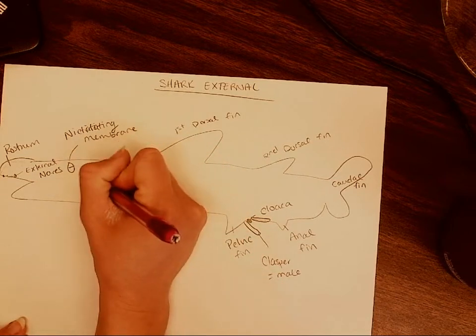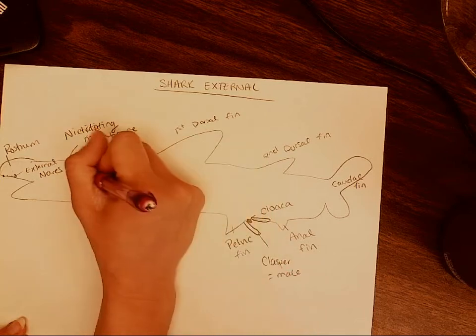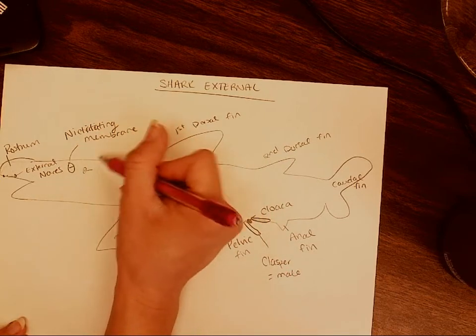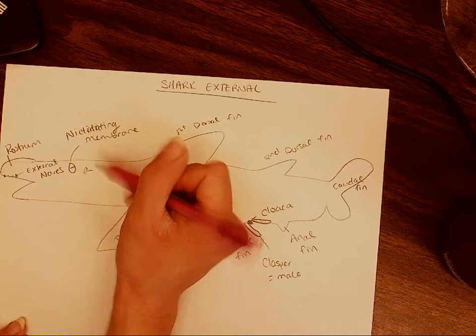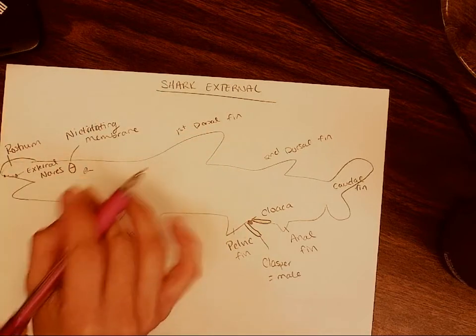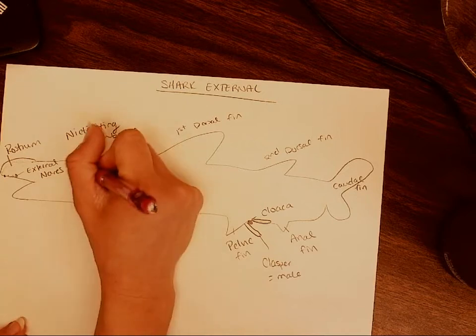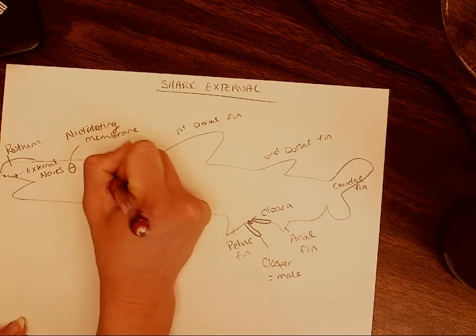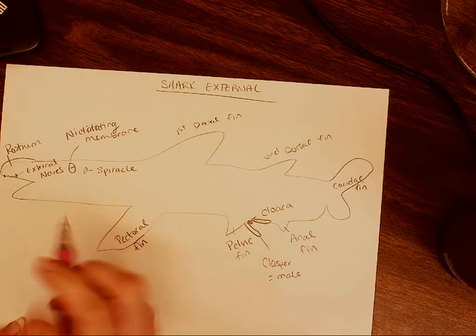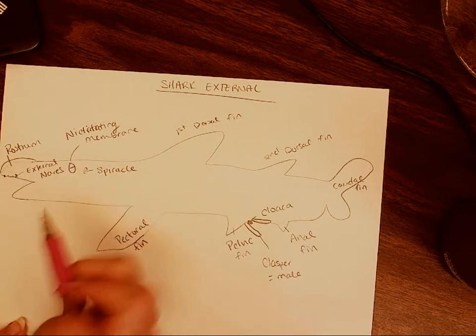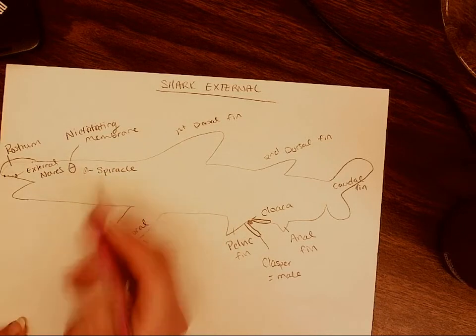Right behind the eye, we see there is another opening, and this is going to allow water to be brought in and to be pushed over the gills so our shark can breathe without having to have its mouth open. And this opening is called a spiracle. And we also see this in insects, but it's going to be located behind their walking legs.